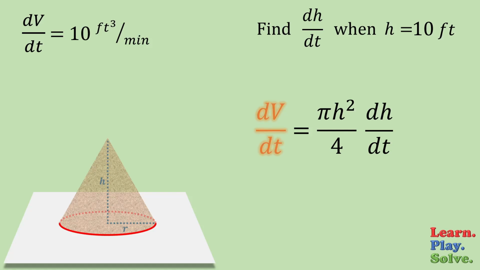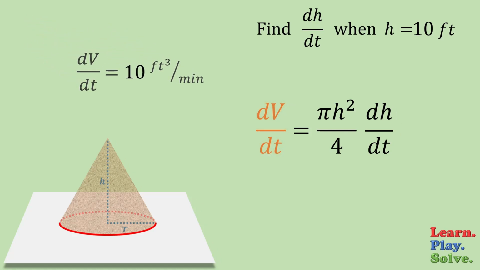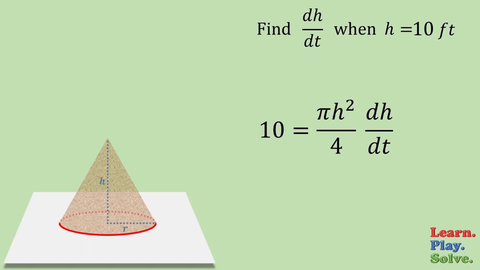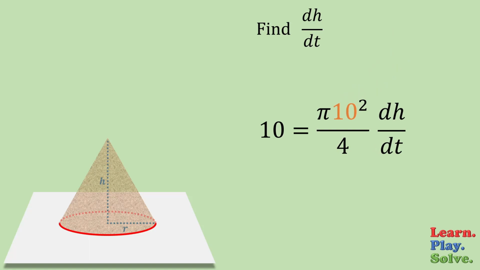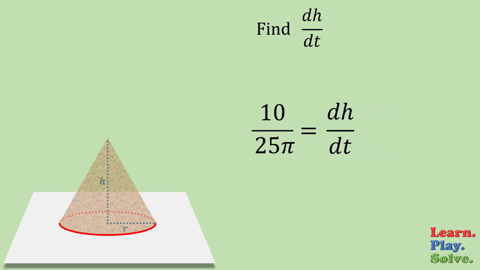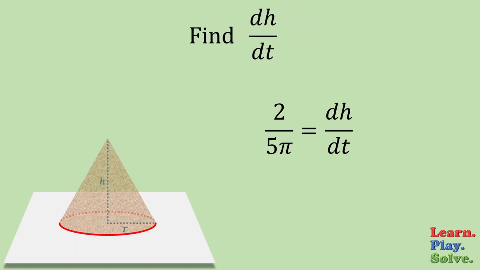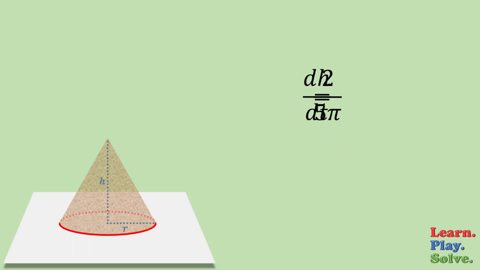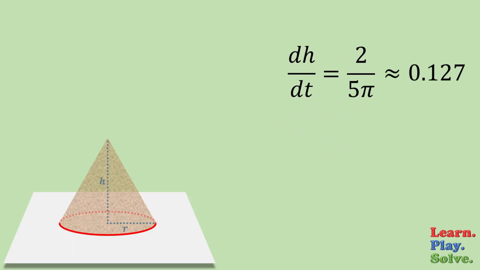We already know dV/dt is 10 cubic feet per minute. And we're evaluating this equation when the height is 10 feet. 10 squared is 100, and 100 over 4 is 25. Now divide both sides by 25 pi, and simplify to get 2 over 5 pi. We have finally found dh/dt. This comes out to approximately 0.127.